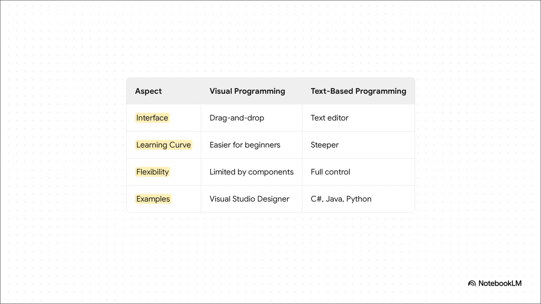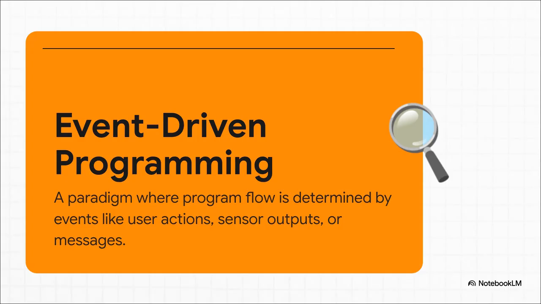So what's the trade-off here? Well, visual programming is definitely easier to get started with. It's just more intuitive, but you're kind of limited by the components you're given. On the other hand, pure text-based coding has a steeper learning curve, for sure, but it gives you total, absolute control over everything. The key isn't that one is better, it's about picking the right tool for the specific job you're trying to do.